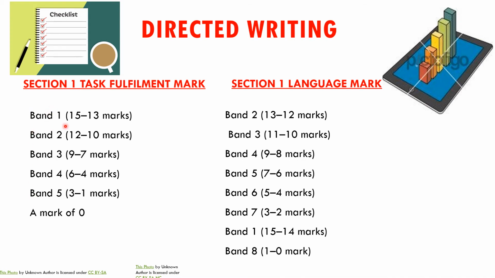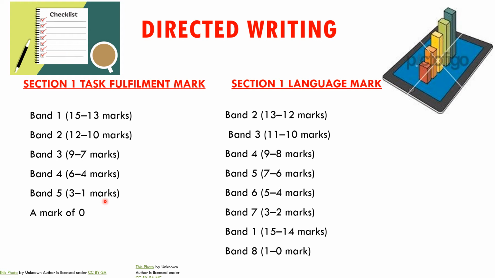5 bands. Band 1 is the script where 15 to 13 marks will be given for the task fulfillment. Remember, this is task fulfillment marks. Band 2 is the band where the candidate will get 12 to 10 marks for the task fulfillment, for the content, for the material he has written. Band 3 is the script where the child will get 9 to 7 marks. Then band 4, the scoring student will have 6 to 4 marks, quite less. Band 5 is the one where only 3 to 1 marks will be given.